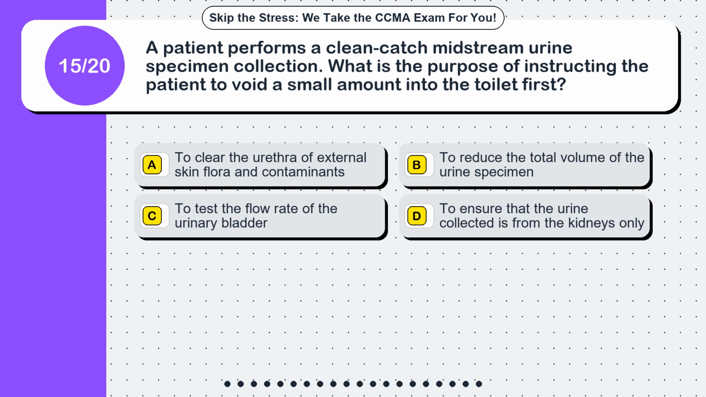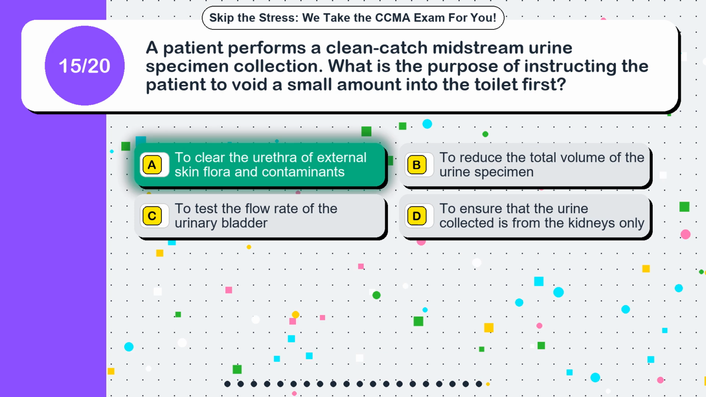Question 15. A patient performs a clean catch midstream urine specimen collection. What is the purpose of instructing the patient to void a small amount into the toilet first? Option A: To clear the urethra of external skin flora and contaminants. Option B: To reduce the total volume of the urine specimen. Option C: To test the flow rate of the urinary bladder. Option D: To ensure that the urine collected is from the kidneys only. The correct answer is option A.